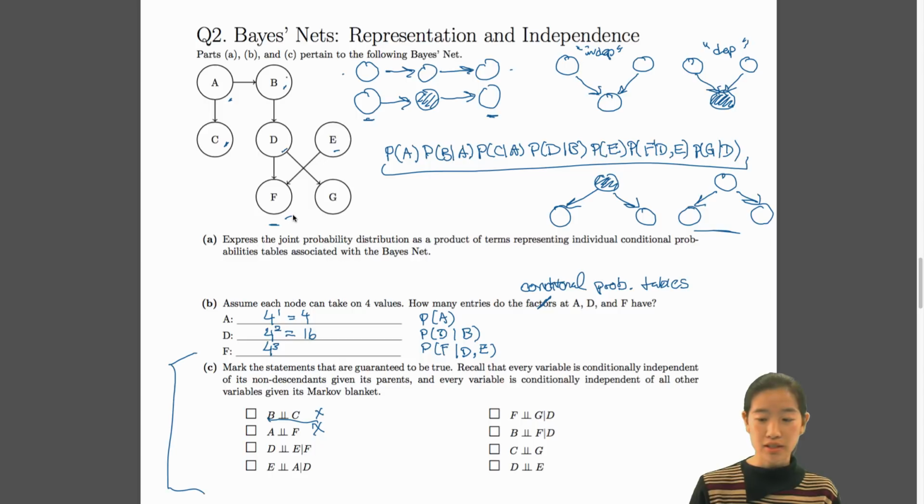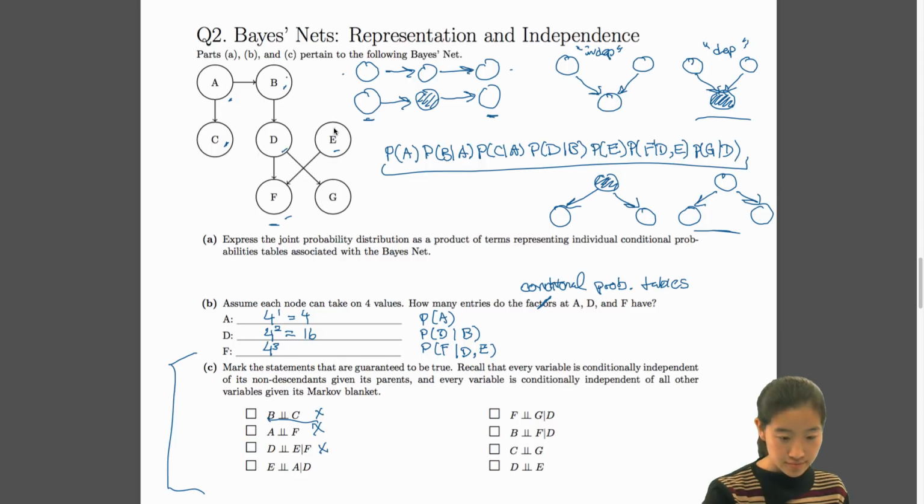So this is very similar to this situation, right? We have two common parents for a common child. And of course, we saw that they were not conditionally independent, so this is not correct either. But then let's look at the next one.